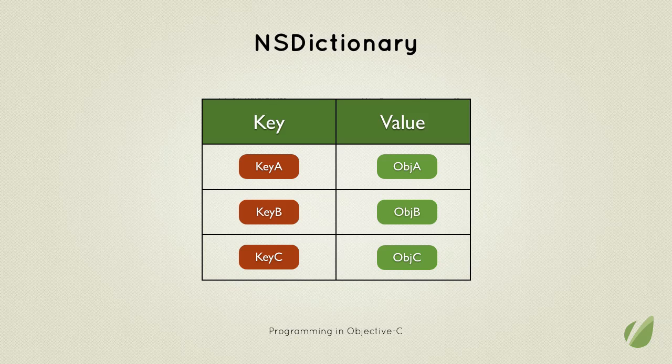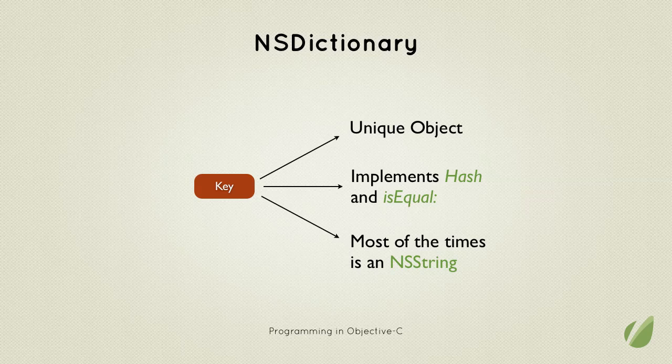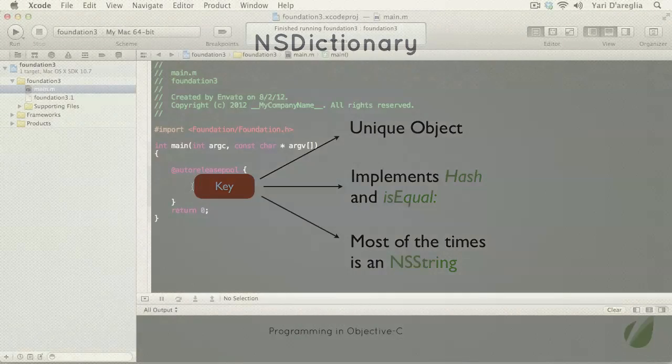This collection manages pairs of keys and values. Each element consists of one object that represents the key and a second object, which is the key's value. A key is a unique object, so there will never be two equal keys. Most of the time, a key is expressed by a string, but it could also be defined by whatever object fully implements the hash and isEqual methods. But for this course, we are just going to be using a simple string.